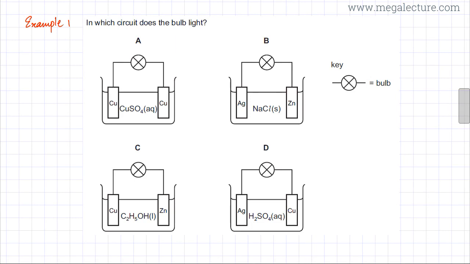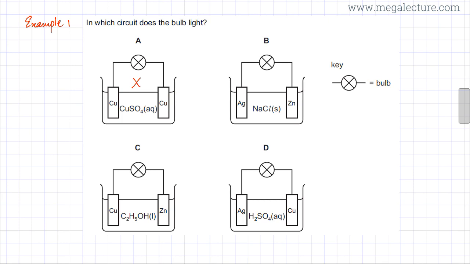Now remember, if you look at the first option, there's copper metal on this side and there's a copper electrode on the other side. Remember, for an electrochemical cell, the two metals should have a difference in reactivity. If there is no difference in reactivity, there would be no electron flow. So this first electrochemical cell would not produce any current.